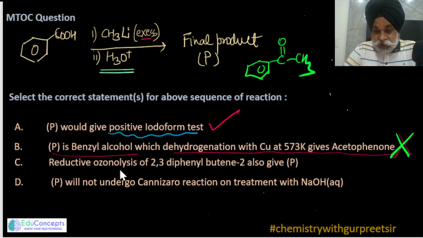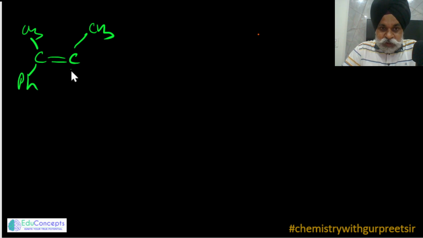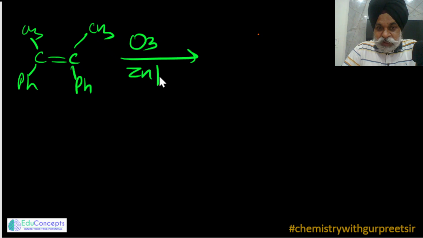Last is the C part. Just see, in the question they are going to check many things. Now see, reductive ozonolysis from the hydrocarbon 2,3-diphenyl butene-2. So let me make this 2,3-diphenyl. So this is butene-2 and they are saying 2,3-diphenyl. This is to be undergoing ozonolysis of the type reductive ozonolysis.